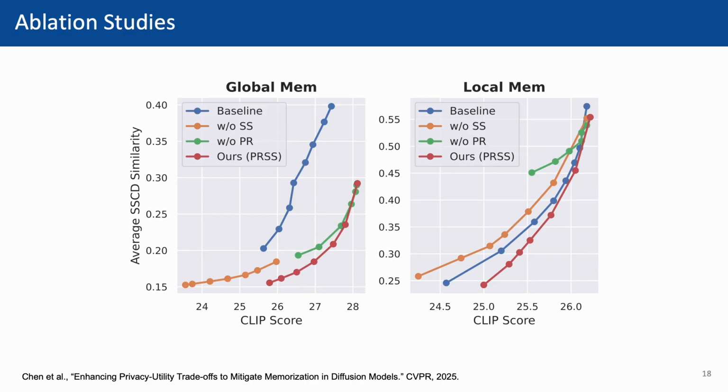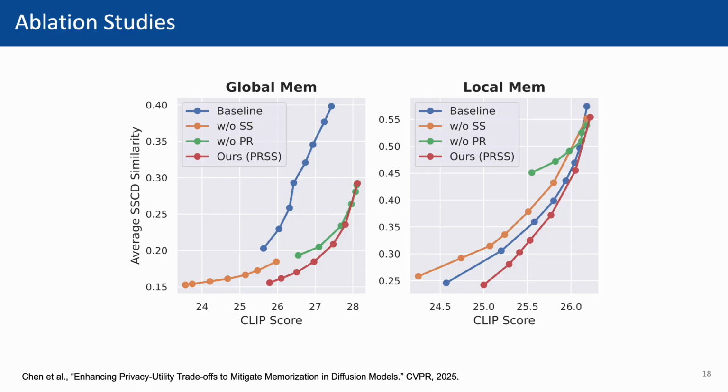This aligns with our observation in our recent ICLR 2025 paper that local memorization poses greater challenges for existing mitigation strategies. Using PR alone can boost privacy, but it does so at the expense of utility. On the other hand, SS alone improves utility, but its privacy gains are limited. Together, they complement each other, leveraging their individual strengths to achieve the best privacy utility trade-off.